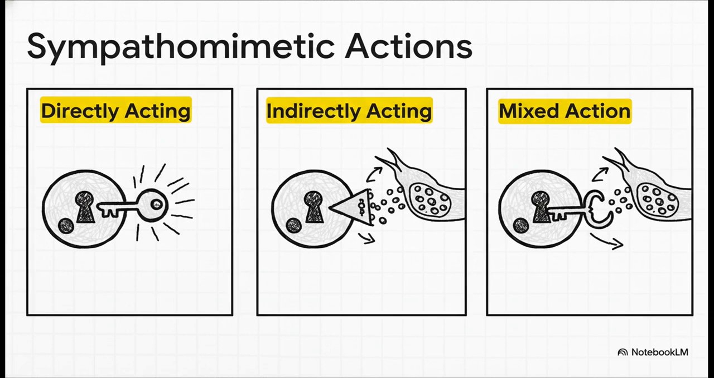First, you have the directly acting drugs. These are like a master key. They go straight to the alpha or beta receptor and activate it themselves. Second, you have the indirectly acting drugs. These drugs don't have the key, but they are like a troublemaker that goes and kicks the neuron's door, forcing it to release its own supply of noradrenaline. And third, you have the mixed action drugs. These are the clever ones. They do both. They can directly activate the receptor, and they can cause more noradrenaline to be released.